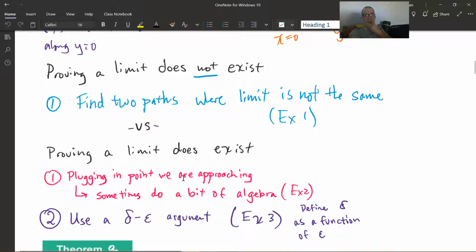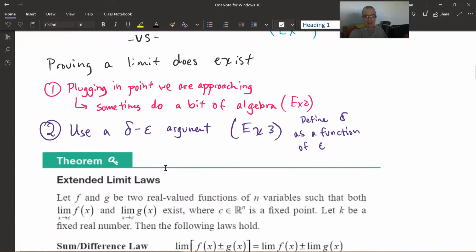Now we're going to look at some algebra. Instead of showing that the limit doesn't exist, we'll show that a limit does exist. We'll do that soon, and then we'll use the delta epsilon argument, and that'll be great.